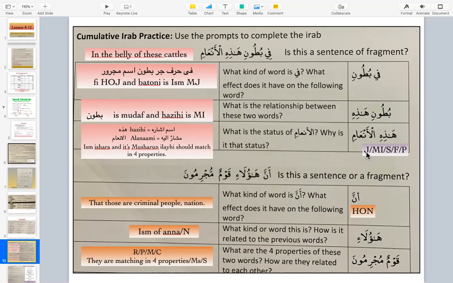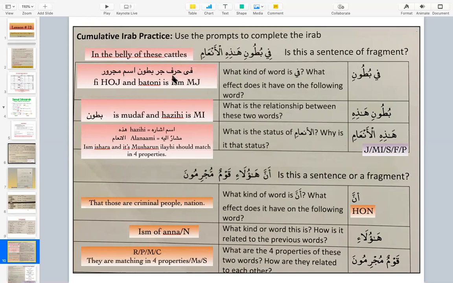So if this is the case, we can check if all these four properties are matching. So hazihi, we already said this is jar because this is my mudaf ilayhi. Then hazihi is singular, hazihi is feminine, and hazihi is proper. And now check al anami. Al anami is jar. Al anami is singular feminine. Why? Because this is a broken plural. This is noon, ayn, and meem, naam, and from that is an'am. So this is my singular feminine, and then al anami has al, so that means this is proper. So this is a perfect ismul ishara fragment. And how are we going to translate? In the belly of these cattle.